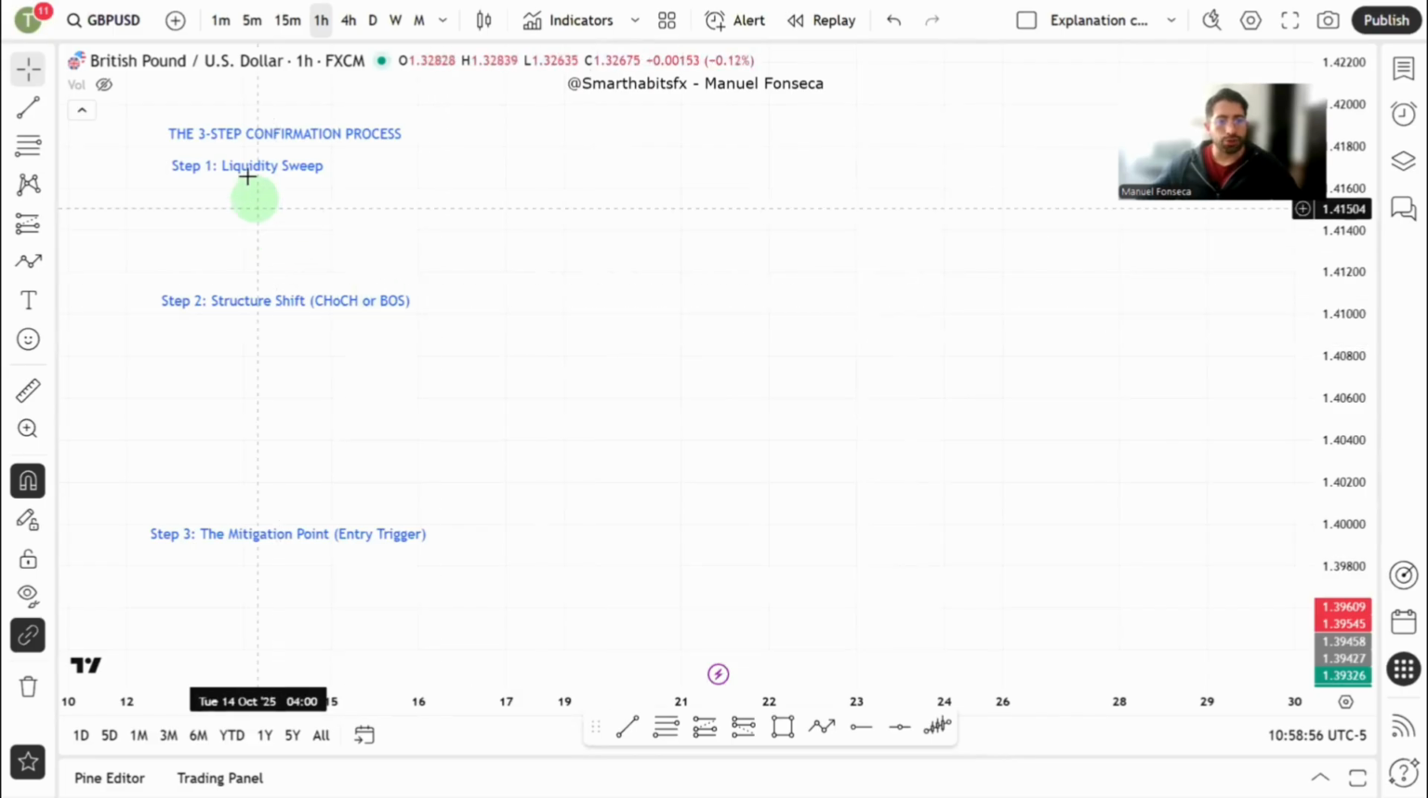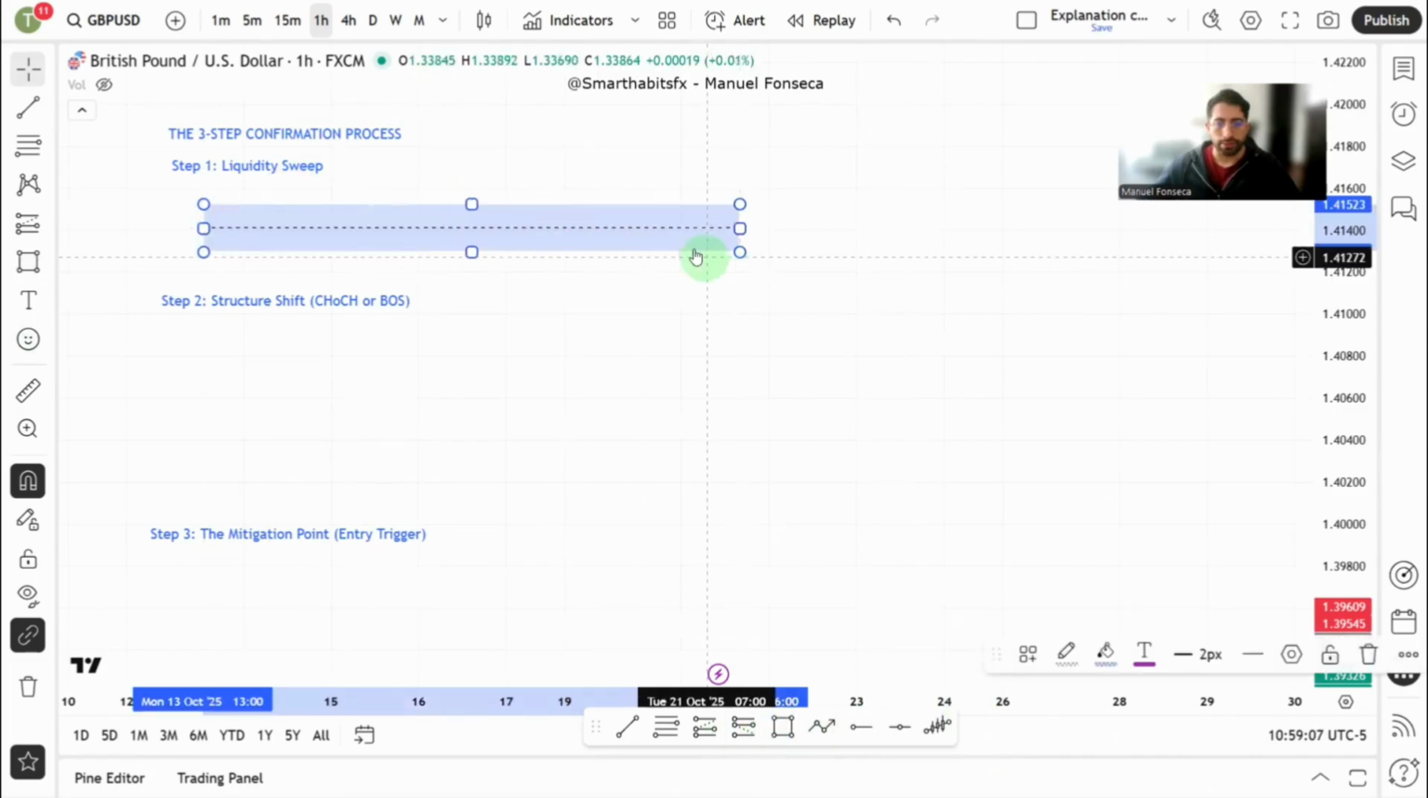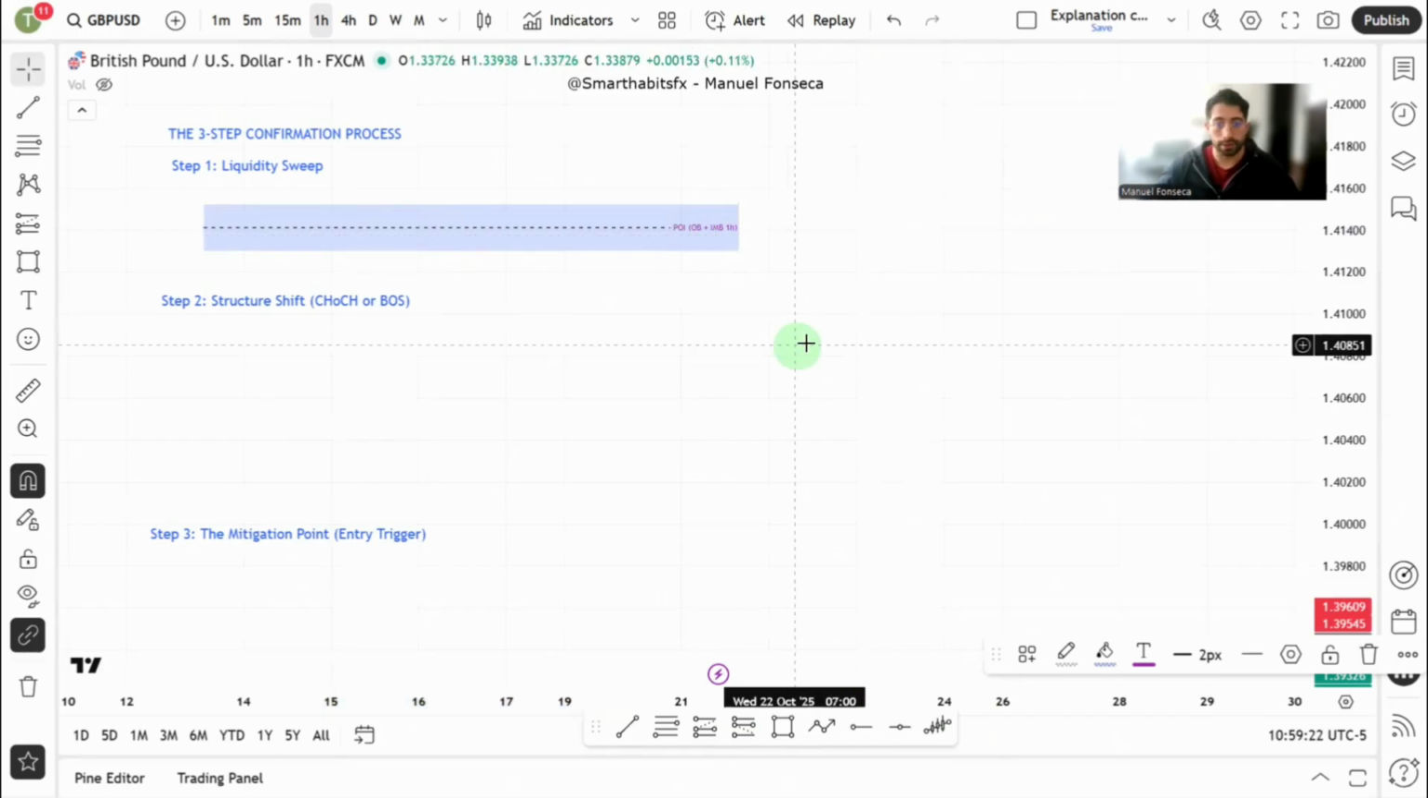Now we're gonna see the 3-step confirmation process to find a proper confirmation in the market. Imagine that this is our point of interest. Remember that the point of interest is mostly an order block, right? Or an imbalance. In this example, we're gonna put a 1 hour order block, 1 hour imbalance, okay?